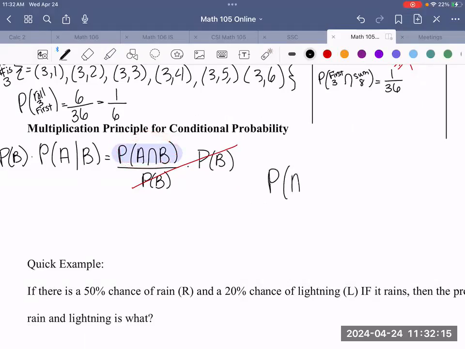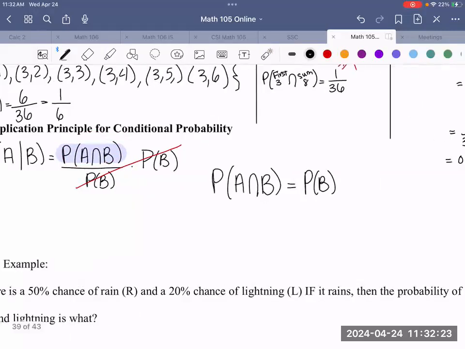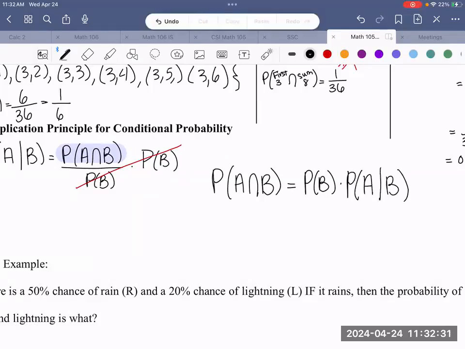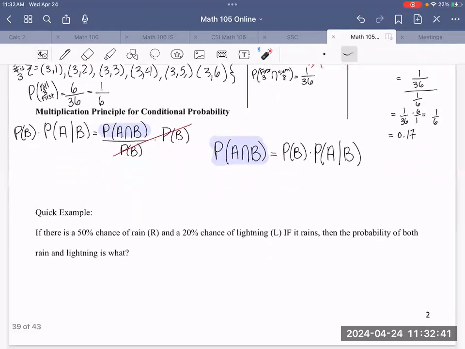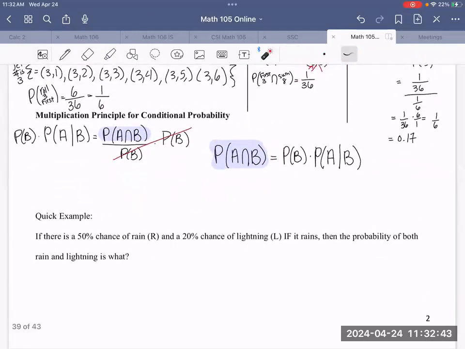The probability of A and B is equal to the probability of B, the probability that something has already happened, times the probability of A such that B, or A given that B has happened. So this would be your equation if there's any sort of given condition and we're trying to find that overlapping amount. So for example, right, a quick example.